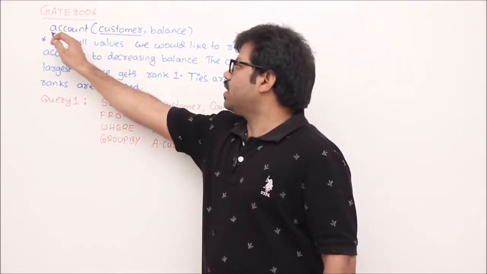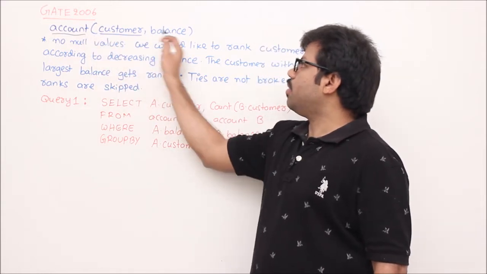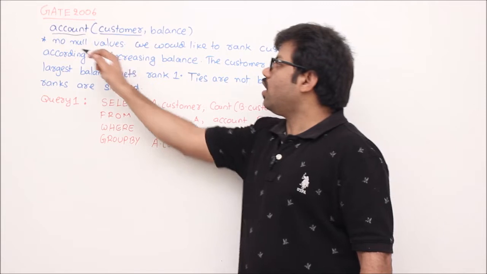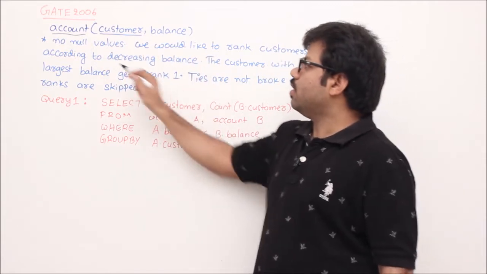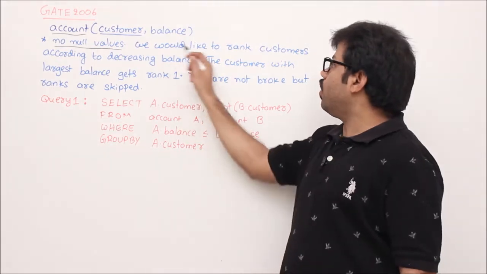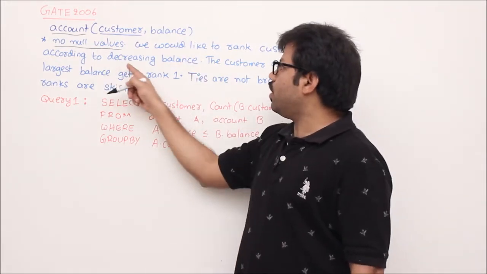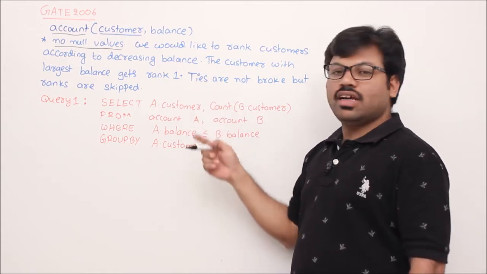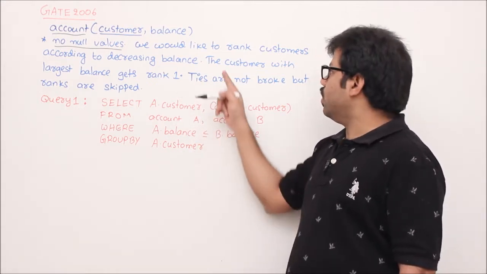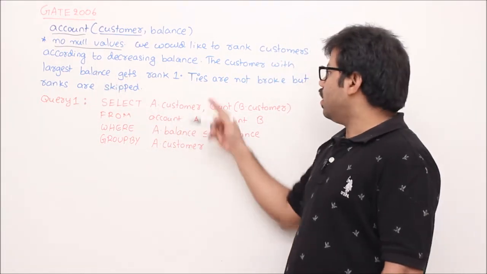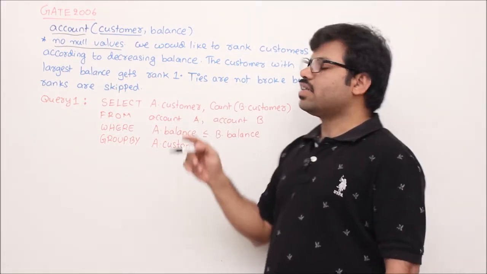An account table is given with two attributes, customer and balance, where customer is the primary key. No null values are there, so we should not worry about null values. We would like to rank customers according to decreasing balance; that is the target. So he is explaining the requirement of what we have to do. The customer with the largest balance gets rank 1. Ties are not broken but ranks are skipped.